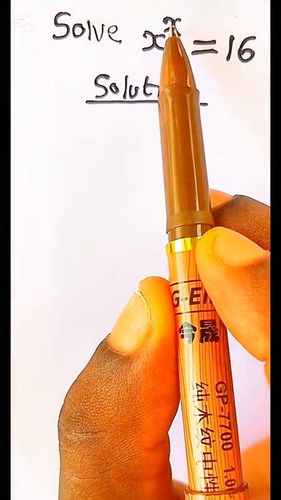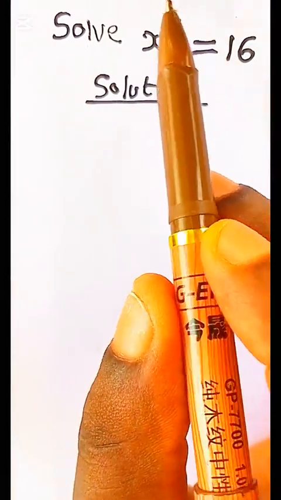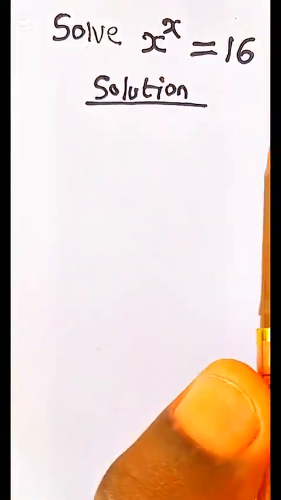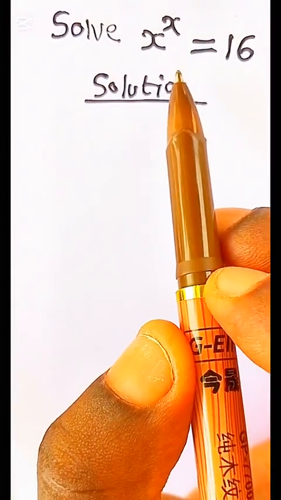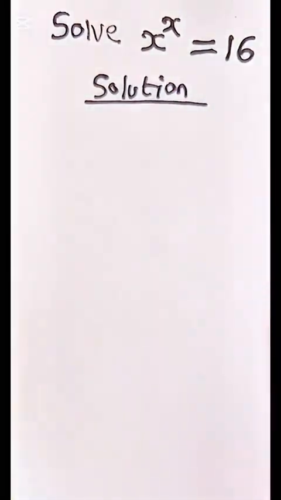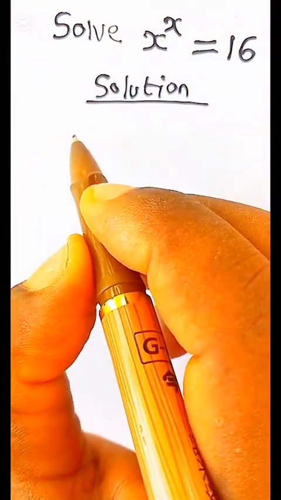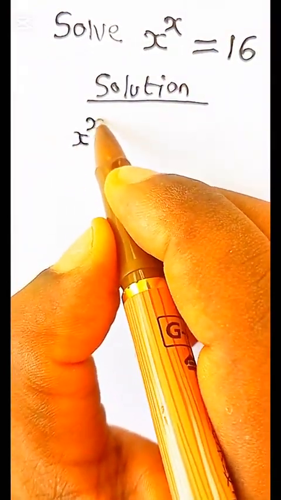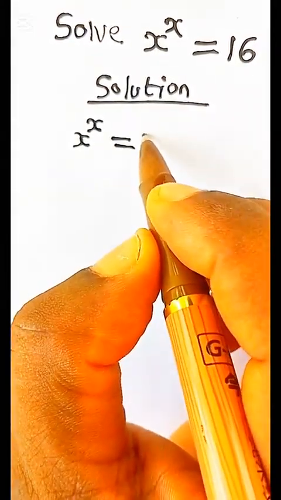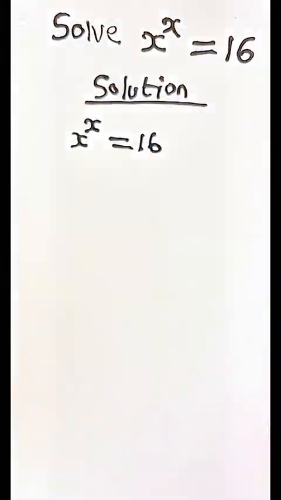This question can never be solved by normal algebraic process. Follow me to the end and see how it will be solved. So you have x to the power of x equals 16.